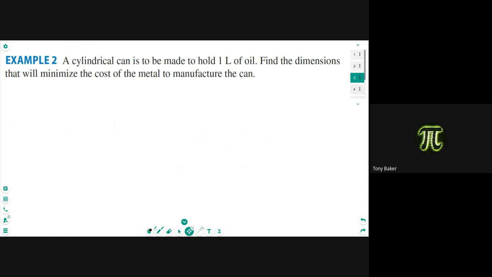Okay, so if we're looking for the material to make the can, what are we looking for in terms of the can? The surface area, not the volume. We have the volume. The volume is going to be 1 liter. We can use that, but we're really looking for the surface area. That's the thing we're going to minimize. So surface area, does anybody remember the surface area for a cylinder?